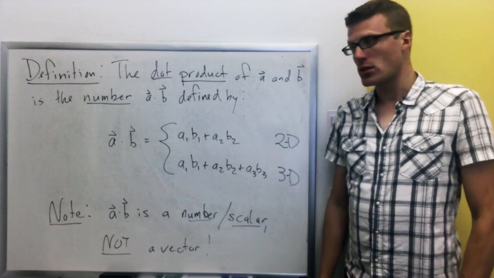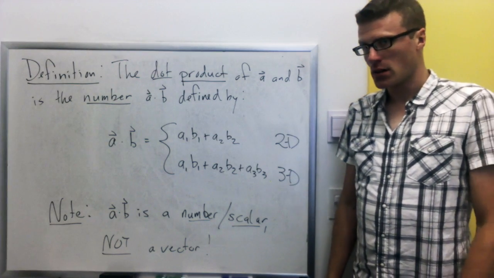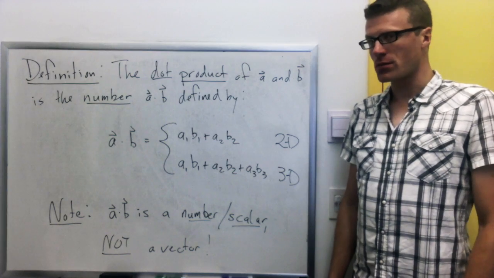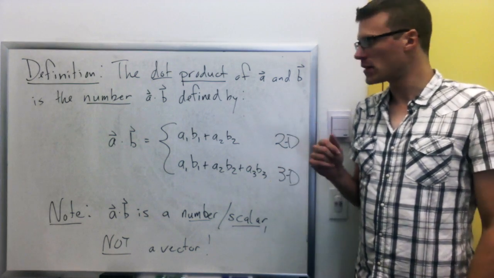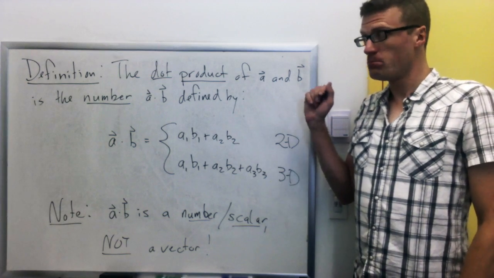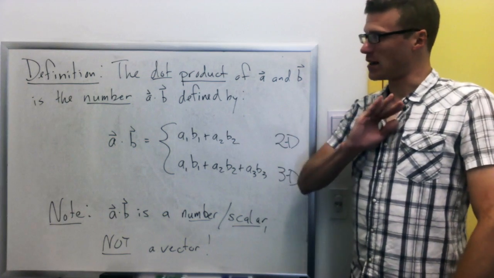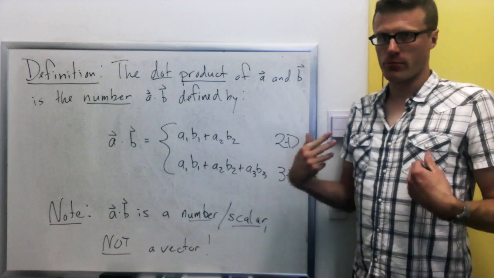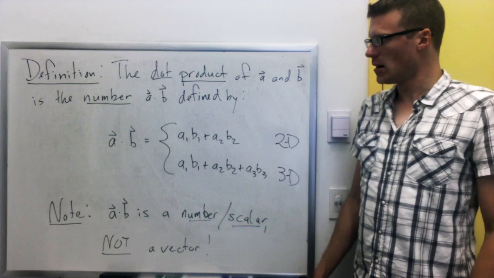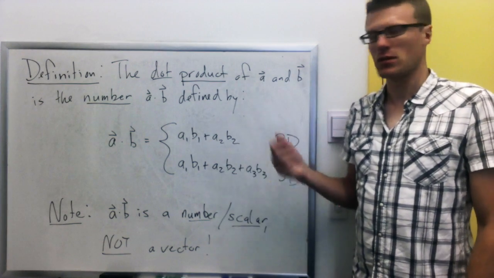Now we're going to introduce something called the dot product. The dot product is the first of two different ways that we have of multiplying two vectors. Now, multiplying two vectors is going to work a lot differently than normal multiplication. And in this case, well, let's see what happens.